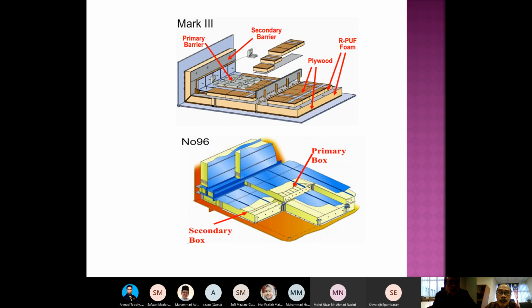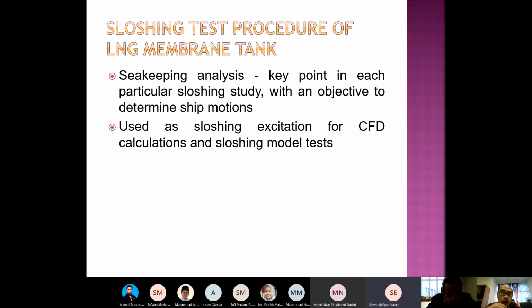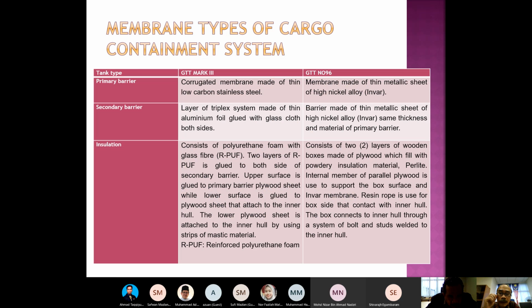It seems that the barriers are of various layers. The barriers: primary, secondary, and so on, in material made from plywood, foams. These are the standard materials. This is mentioned in the previous slide. Here, the one on top, the primary, is metallic sheets, aluminum foil. The secondary barrier is made of thin metallic sheets, and then insulation, two layers of wooden boxes made of plywood. That's right.